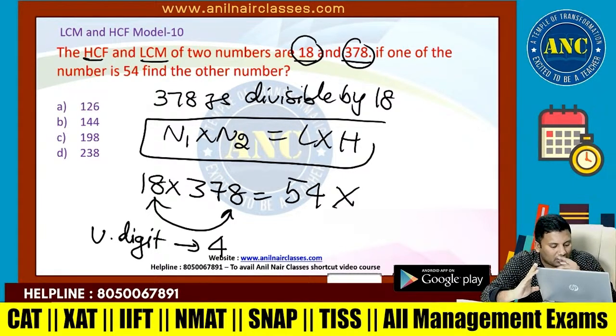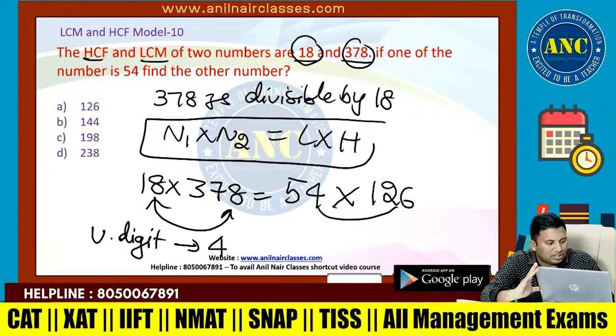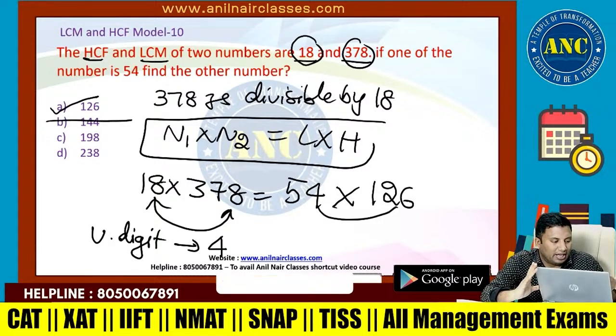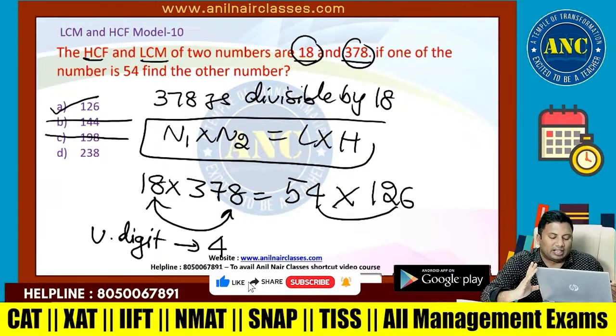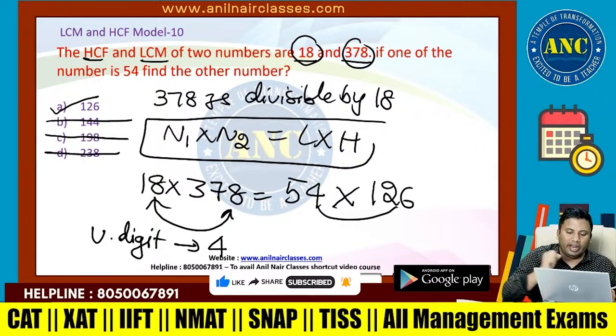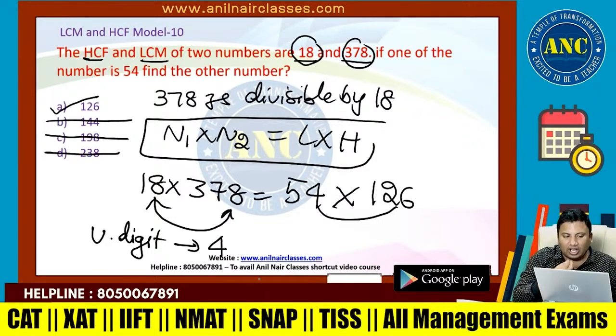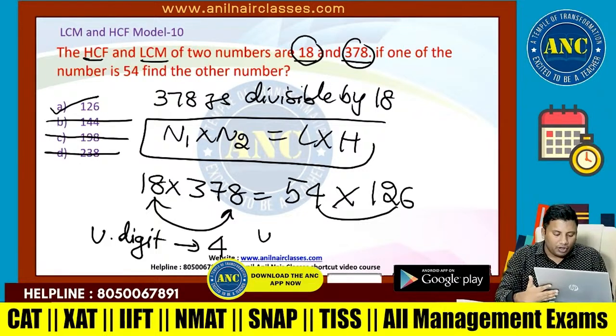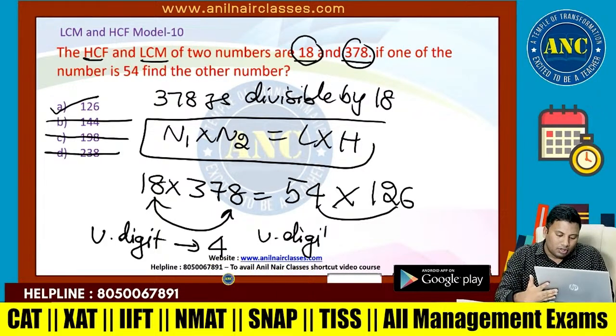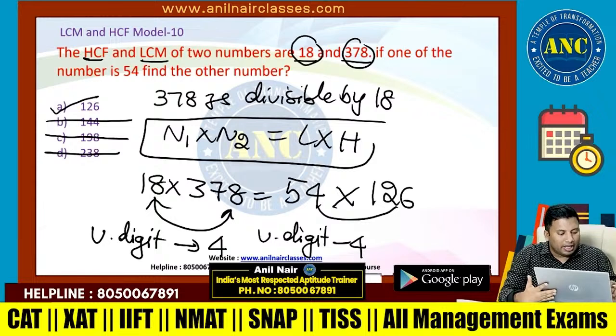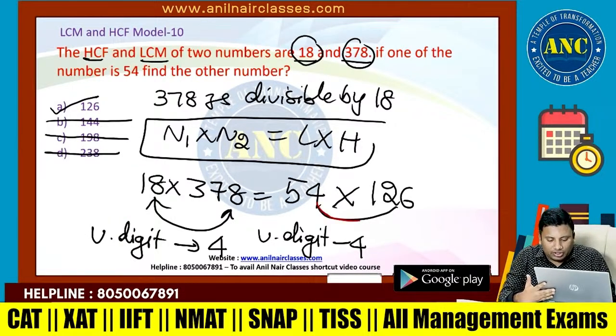4 6s are 24. 54 into 126. 4 4s are 16. 8 4s are 32. This is not required. The unit digit should be 4. 8 8s are 64. 4 into 6 is 24. This also you don't need.